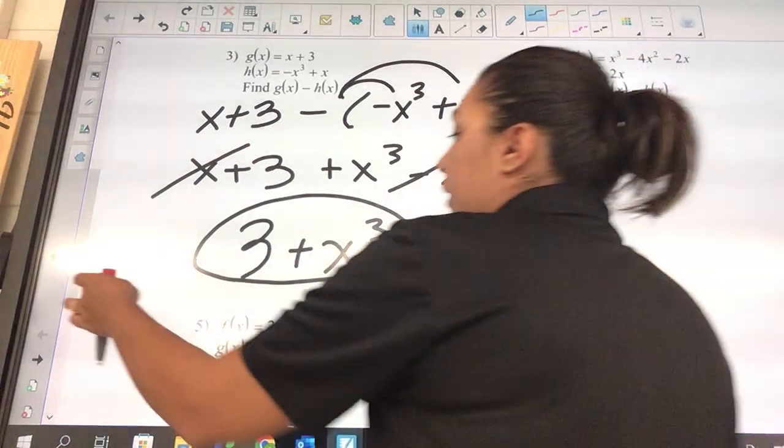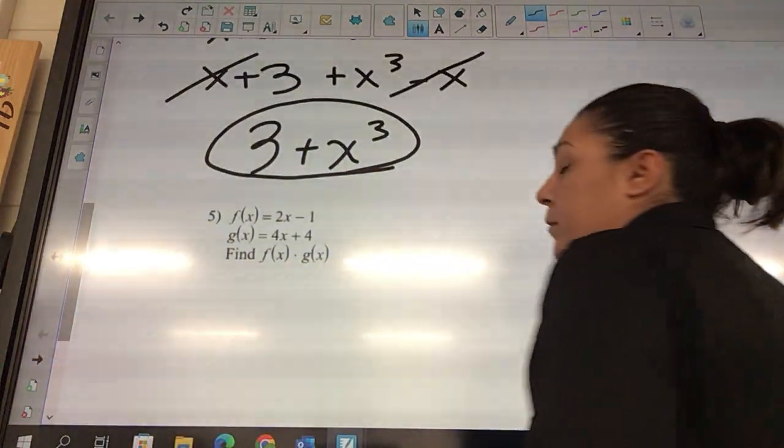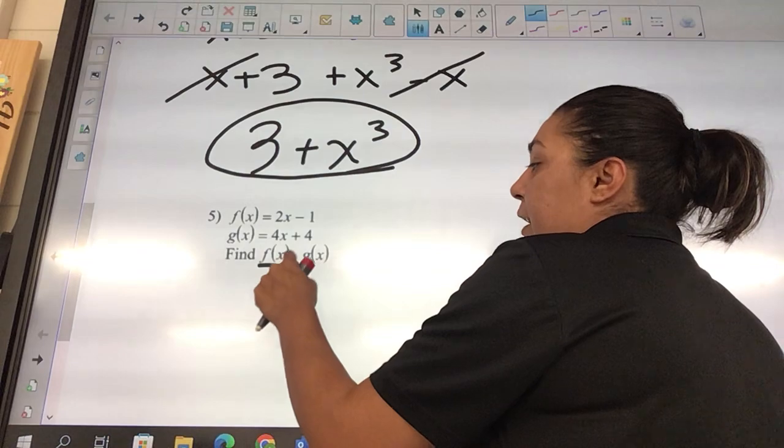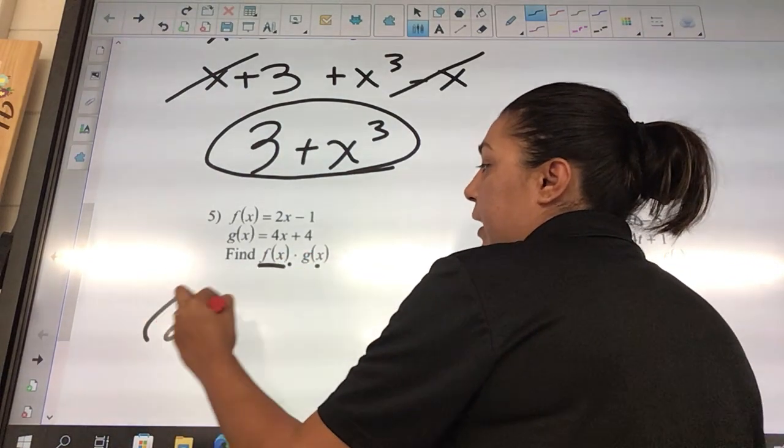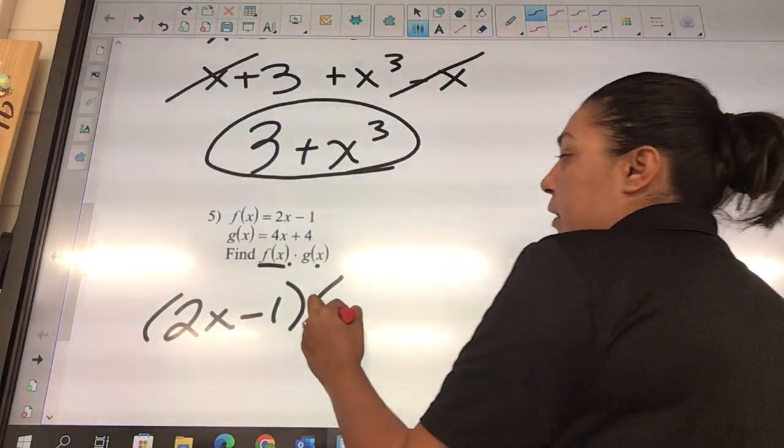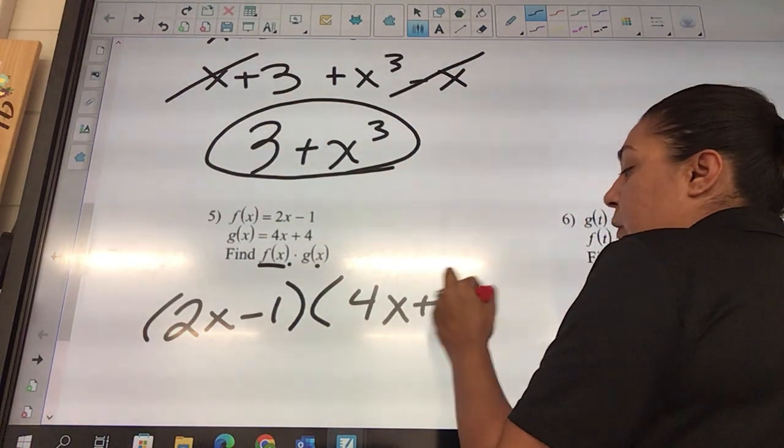And the next one is, what's the dot mean? Multiplication. So we're going to say f times g. Okay, so we got 2x minus 1 times 4x plus 4.